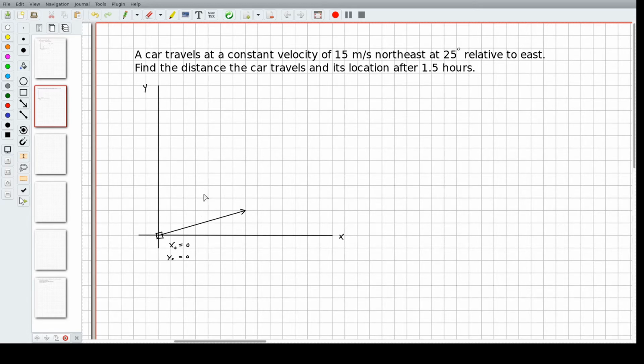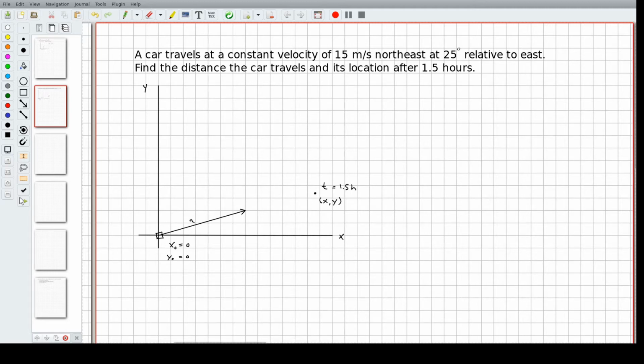So let's just label our graph here. Here's our initial position for our car. Our car is going to go like this, making car noises. Somewhere over here, let's say about here, 1.5 hours in the future, this car has a position and a distance from the origin. Now we're going to get into how to find that here in a moment.